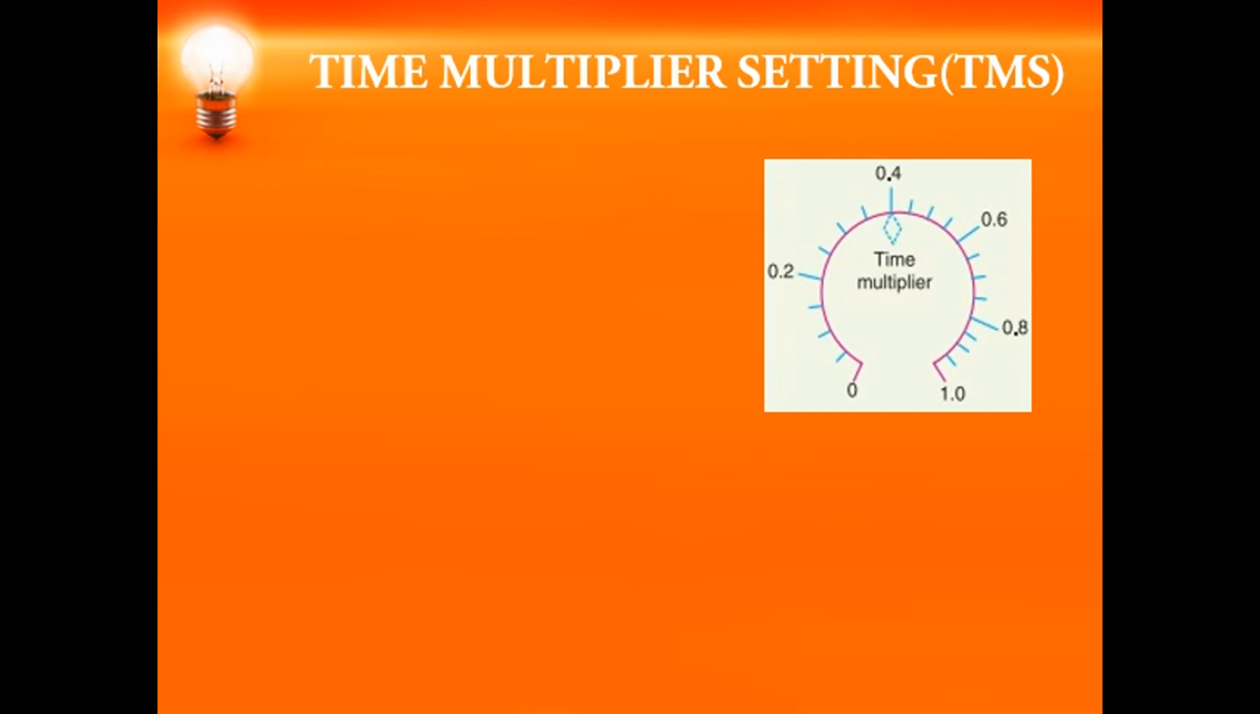So how can we set the time? This time can be set by varying the angular distance of the moving part of the relay in the case of induction disc type relays. So you have 10 steps which can be set, 10 time steps. So it is from 0.1, 0.2 up to 1. That means maximum value is equal to 1. So you can observe here the time scale is from 0 to 1. These 10 steps with which you set the time, you call it as time multiplier setting, which is TMS.